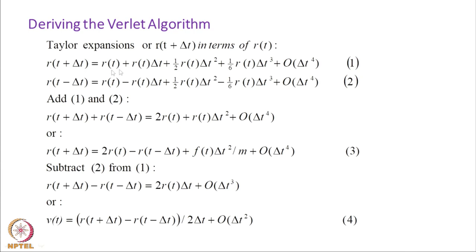So, how do I do the Taylor expansion? R at the new position will be r at the current position plus r dot t. So, this should be the current position plus velocity times delta t plus acceleration times delta t square plus third derivative into delta t cubed and so on. Remember that this is the velocity and this is the acceleration. So, this is r at t plus delta t.